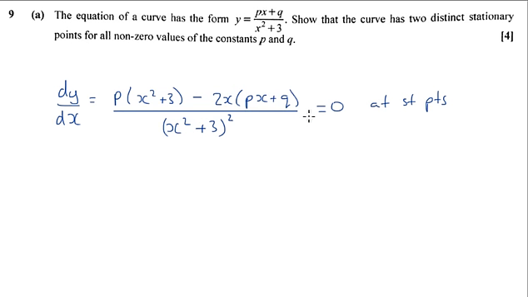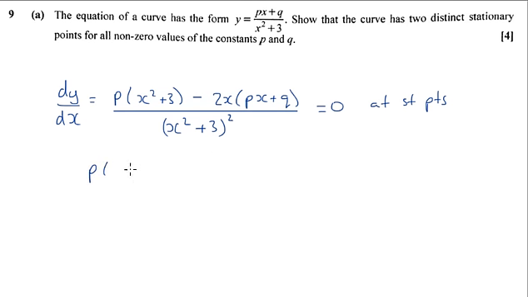If we've got a fraction equal to 0, the top must be 0. It doesn't matter what the bottom is, as long as that's not 0. This won't ever be 0 because we're adding a number to a square number and then squaring it, so we don't have to worry about that. So we're just concentrating on the top.